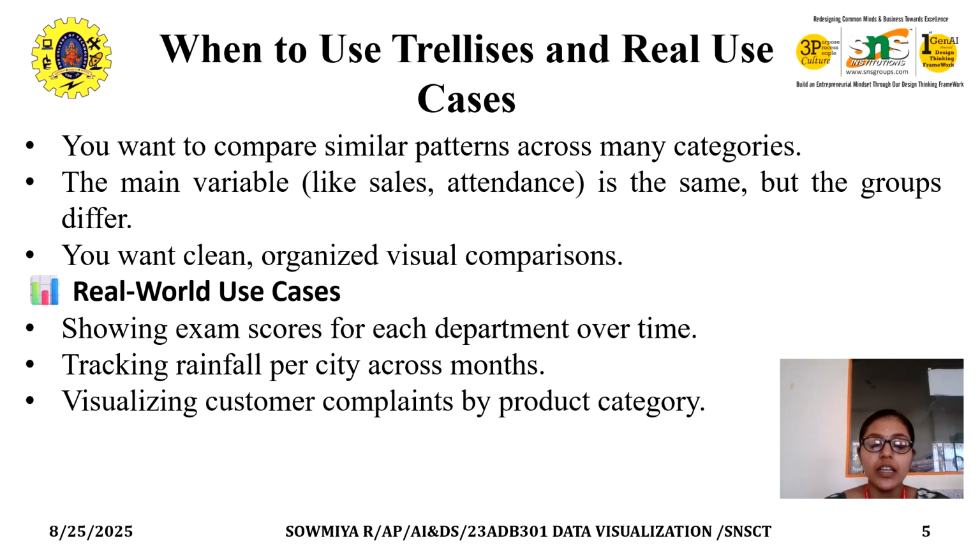Then let's see when to use trellises and real use cases. Best when you want to compare the patterns across the categories, and the main variable, for example attendance, is the same, but the group changes, that is departments. Real use cases: exam scores by department, city-wise rainfall, and customer complaints by category.